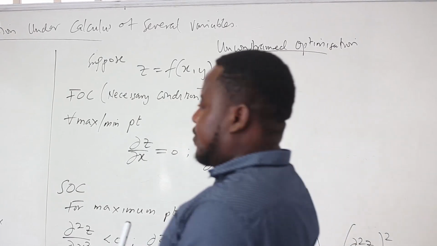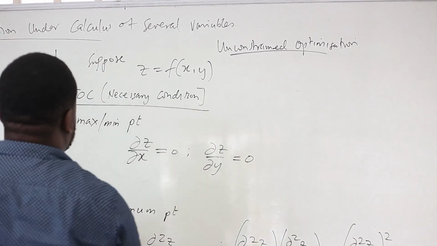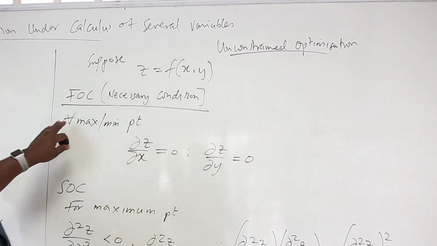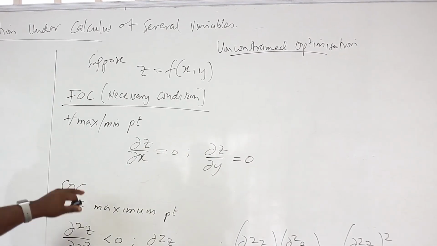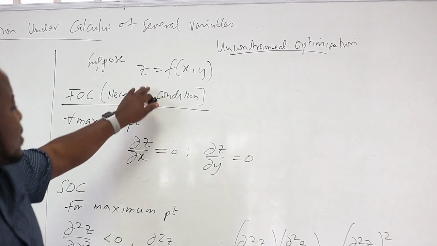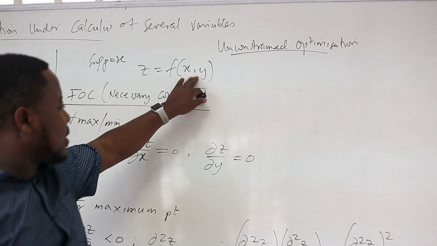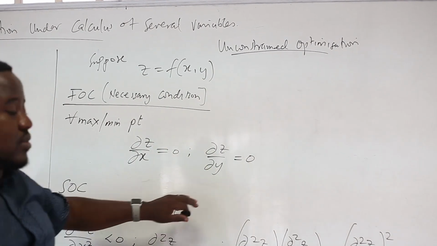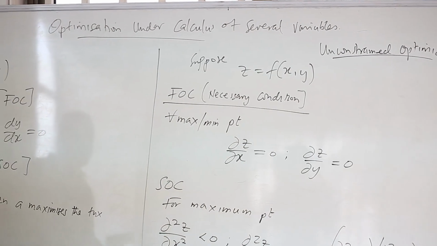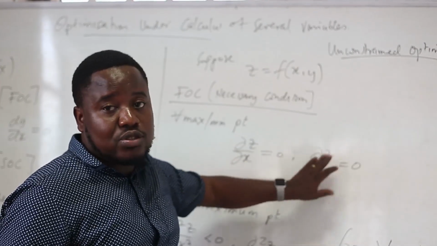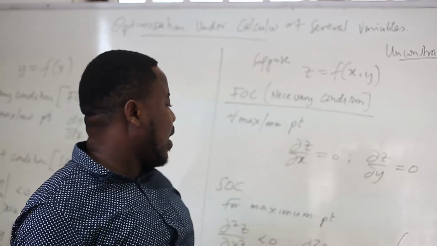The first order condition states that, suppose z is a function of two variables x and y, we should differentiate the function with respect to x and equate it to 0. We should differentiate the function with respect to y and equate that one to 0. After doing this, you have two equations that you have to solve for x and y. Sometimes you have simultaneous equations to solve for x and y.